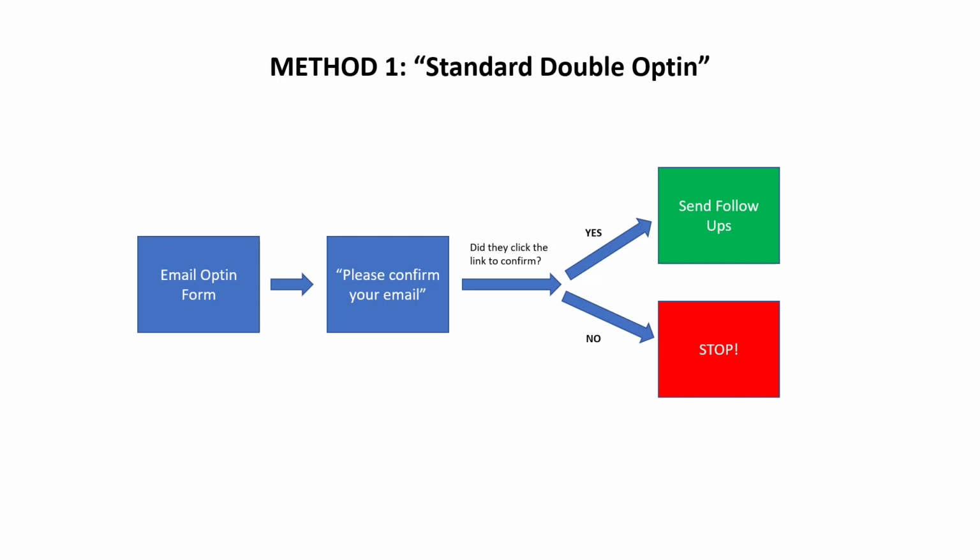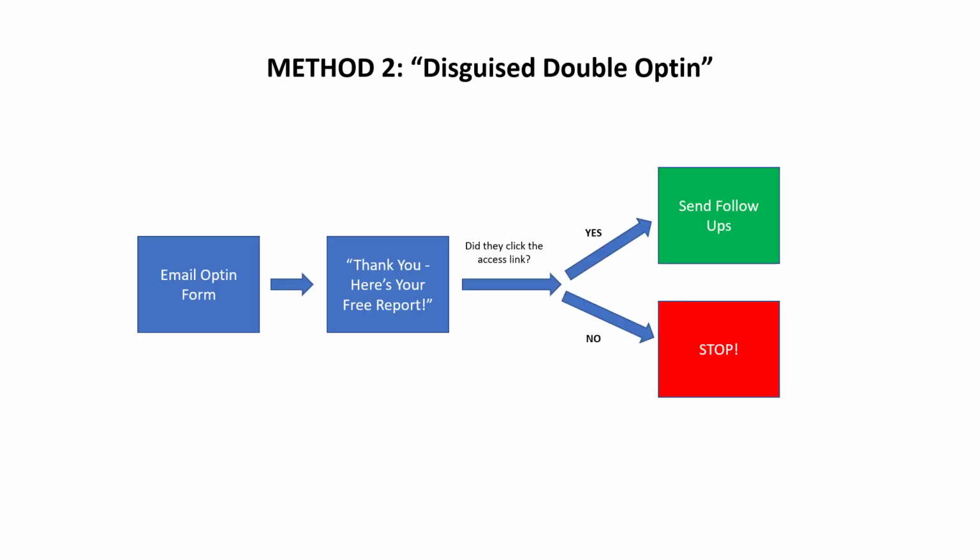Now the second method is very, very similar. It's just that the messaging is different. So what we could do here in method 2, and I call this the disguised double opt-in, just because the subscriber doesn't necessarily realize what's actually happening, but it's pretty much the same. All we do after they opt in is we send them the email saying, thank you, here's your free report, or whatever they've signed up for, but we still test that link. If they never click it, if they never access that report that they've signed up for, then we stop. We never send them another email. But if they do access the report, then it's fine.